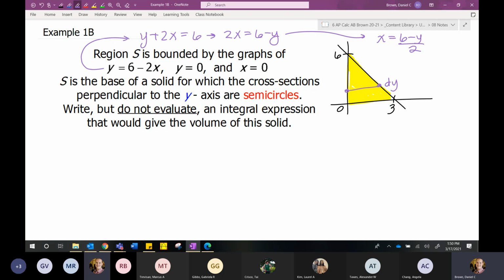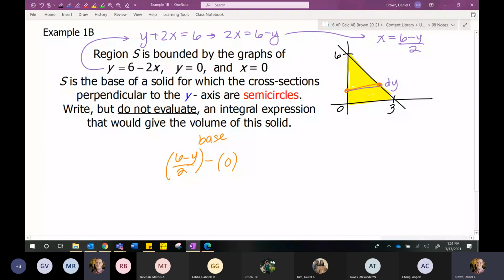Step 1, I need to write an expression for the base. Am I going to do top minus the bottom or right minus the left? Right minus the left. The right one is my line. So I have right minus the left. What's technically the function on the left? 0. And again, you could have left that off. So that is the base.